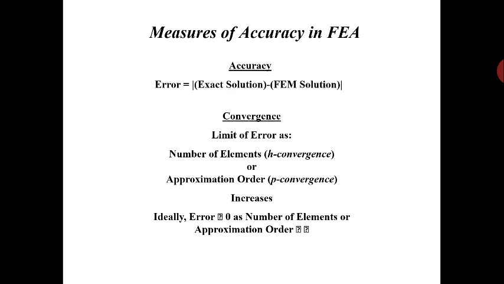Then measurement of accuracy. If you want to measure the accuracy of your finite element analysis problem, then you can find the error, that is the difference between the exact solution and the FEM solution. And also we can have the convergence limit of error, which we can find as the number of elements, or H convergence, or approximation order, that is P convergence, that ideally decreases the error as the number of elements or approximation order increases.